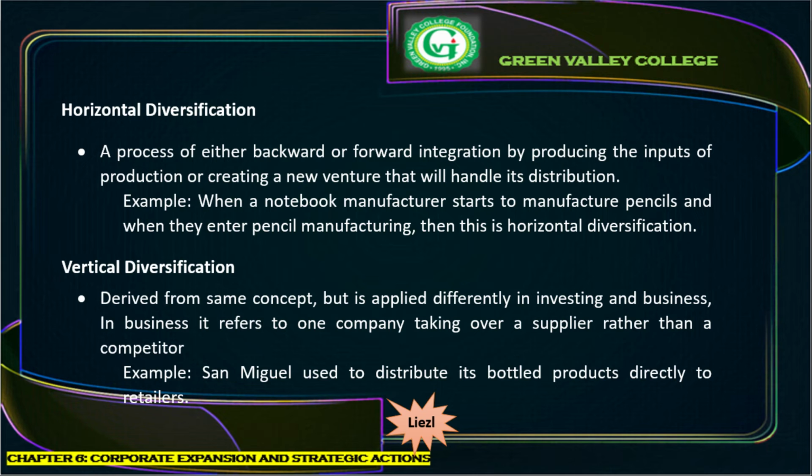So, when we say horizontal diversification, it is a process of either backward or forward integration, by producing the inputs of production or creating a new venture that will handle its distribution. So, for example, an example of horizontal diversification is when a notebook manufacturer starts to manufacture pencils, and when they enter pencil manufacturing, then this is a horizontal diversification.